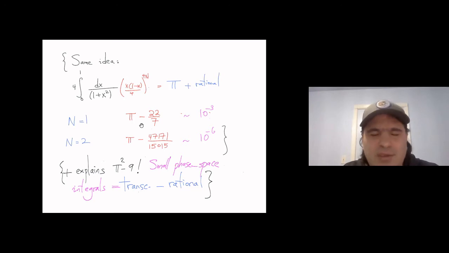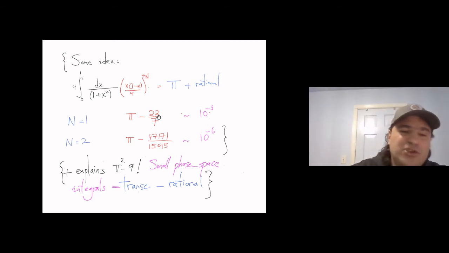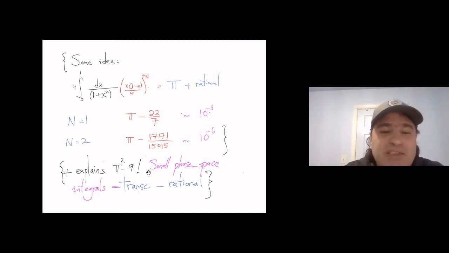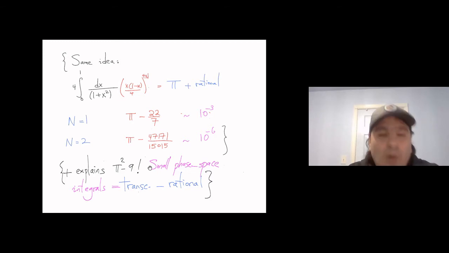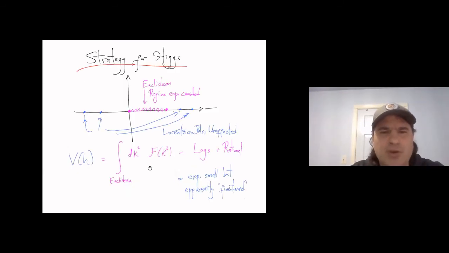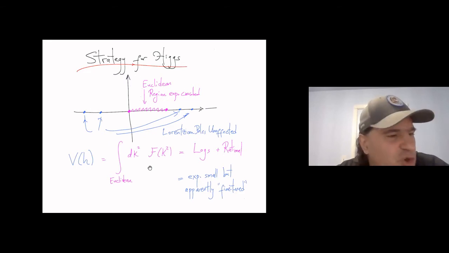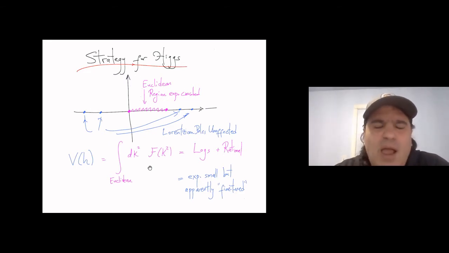The same idea, just as a recreational statement, can be used to find rational approximations to pi, including in the simplest case the famous 22/7, which is a pretty decent rational approximation to pi. And exactly this phenomenon explains the pi squared minus 9 in the positronium lifetime calculation. There are small phase-space integrals which, when any analytic computation divides them into something transcendental plus something rational, cancel to high accuracy. So there's a strategy for doing this for the Higgs, which is to find some computation for the Higgs mass.